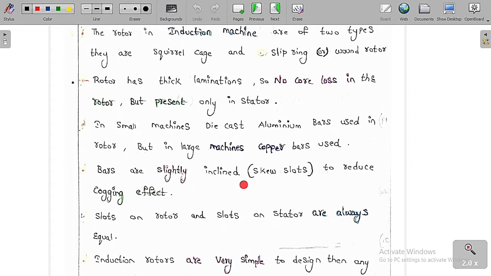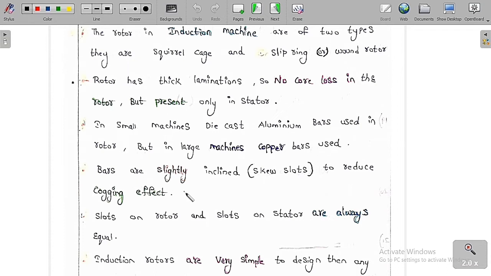Bars are slightly inclined, or skewed slots, to reduce the cogging effect. Cogging effect simply means the locking effect. The locking effect between the stator and the rotor can be removed if you skew the rotor, that is, incline the rotor bars by a small angle. So we can reduce the cogging effect, or locking tendency, between the stator slots and the rotor slots just by slightly inclining the rotor slots.